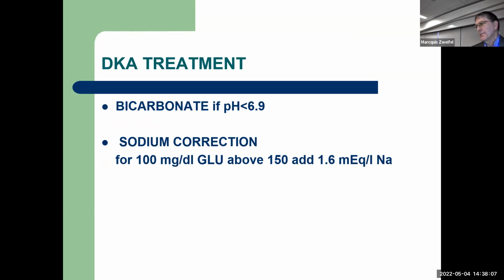When to give bicarb? There's controversy about that. And in general, I'd tell you avoid bicarb. But the guidelines would tell you if the pH is less than 6.9, it's okay to give bicarb. Some people say 6.7, that's pushing it, but certainly I would at 6.7. But 6.9 is what you can do.